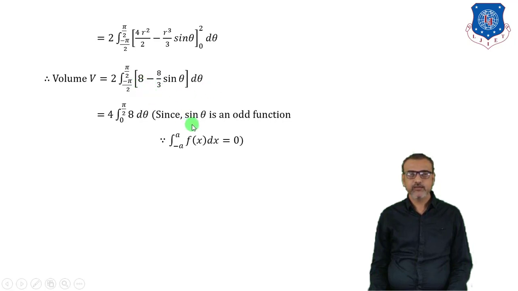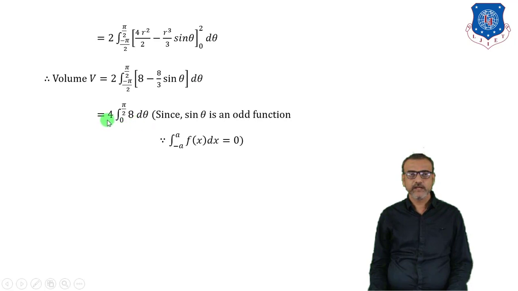Now again we will apply the same concept on this function, but 8 is a constant value and it is an even function. So in case of an even function, the integration from minus a to a of f of x dx will become 2 times the integration from 0 to a of f of x dx. So 2 into 2 will become 4, and the integration from 0 to pi by 2 of 8 d theta.